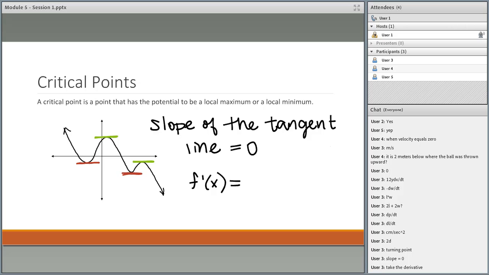Very good. The derivative. If I take the derivative of the function, that gives me the way to find the tangent line slope. And typically I'd plug in an x value, but now I'm going to set it equal to 0, because I want to know what x values have a tangent line slope of 0.